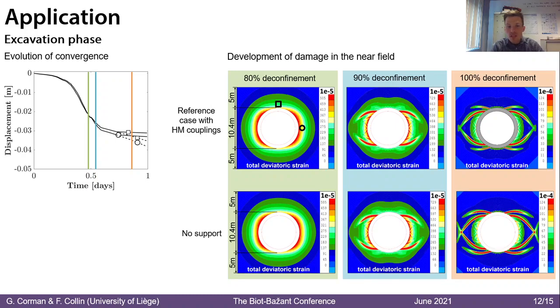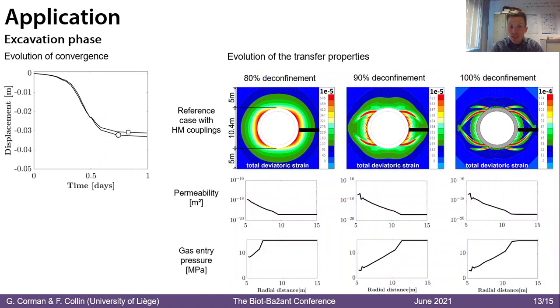Furthermore, the comparison with non-supported gallery excavation shows that restraining the convergence of the drift inhibits further growth of the shear bands. And as a consequence of the creation of a damage zone, the transfer properties are progressively affected in the vicinity of the drift, with an increase of about 2 orders of magnitude of the permeability, and in parallel, a global drop of the value of the gas entry pressure in the near field.